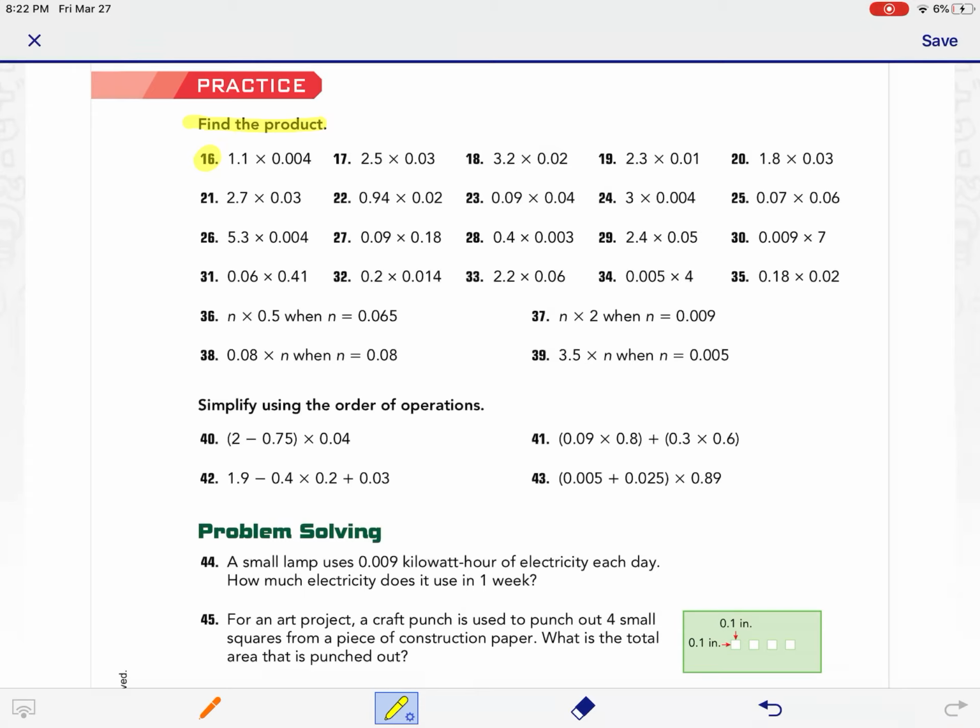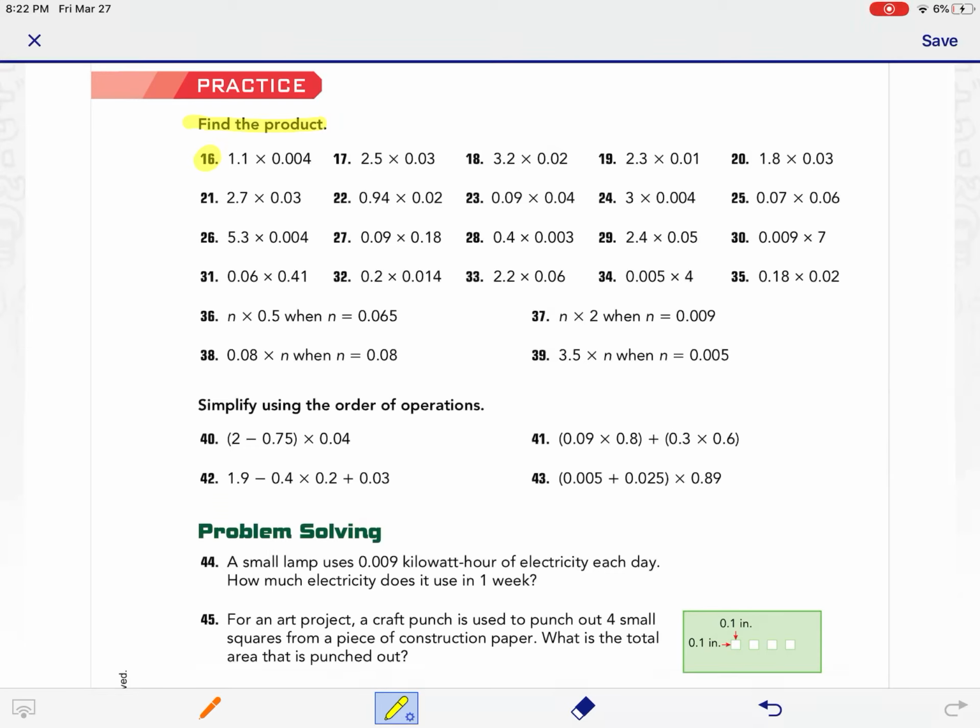I want you to look down at number 36. Don't let these ones confuse you. They put these in a lot of your math books, which is really good. It's kind of incorporating, remember we talked about how adding letters in our math problems is kind of like pre-algebra. It's getting you ready for algebra. So look at number 36.